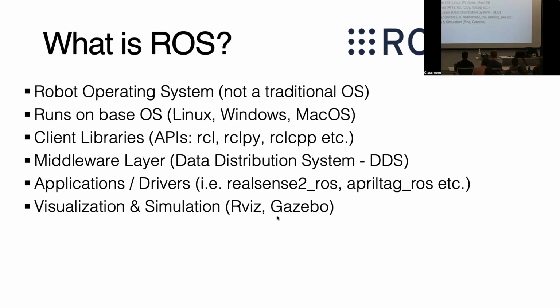ROS is also a set of applications and drivers. So I can go download a RealSense 2 ROS driver that will just communicate with my RealSense camera and produce messages that are compatible with ROS, right? And it is also a set of visualization and simulation tools. So it includes RViz, which is a visualization tool that lets me visualize the data in my system, and then Gazebo, which is a physics simulation tool that lets me simulate having a robot around, all right?